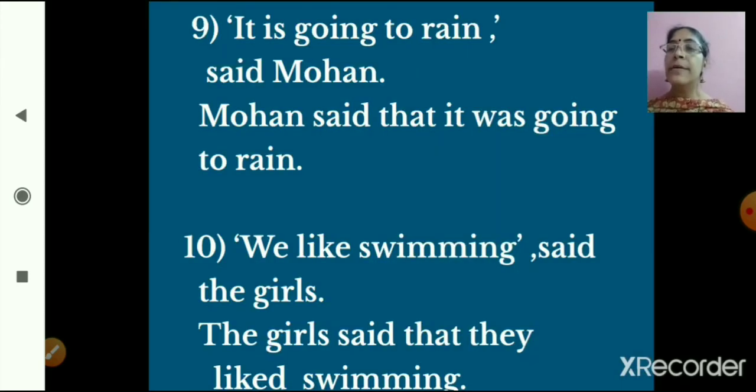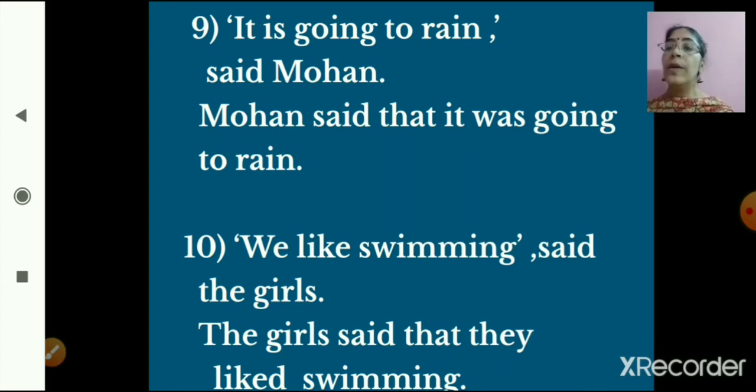Number 9. It is going to rain, said Mohan. What is the rule? Remove the inverted commas while writing in indirect speech. Correct? First rule. Second thing, you have to use the word that. And third thing, you have to change the verb into past tense. Correct. So is will become was. Mohan said that it was going to rain. Full stop. Very good.